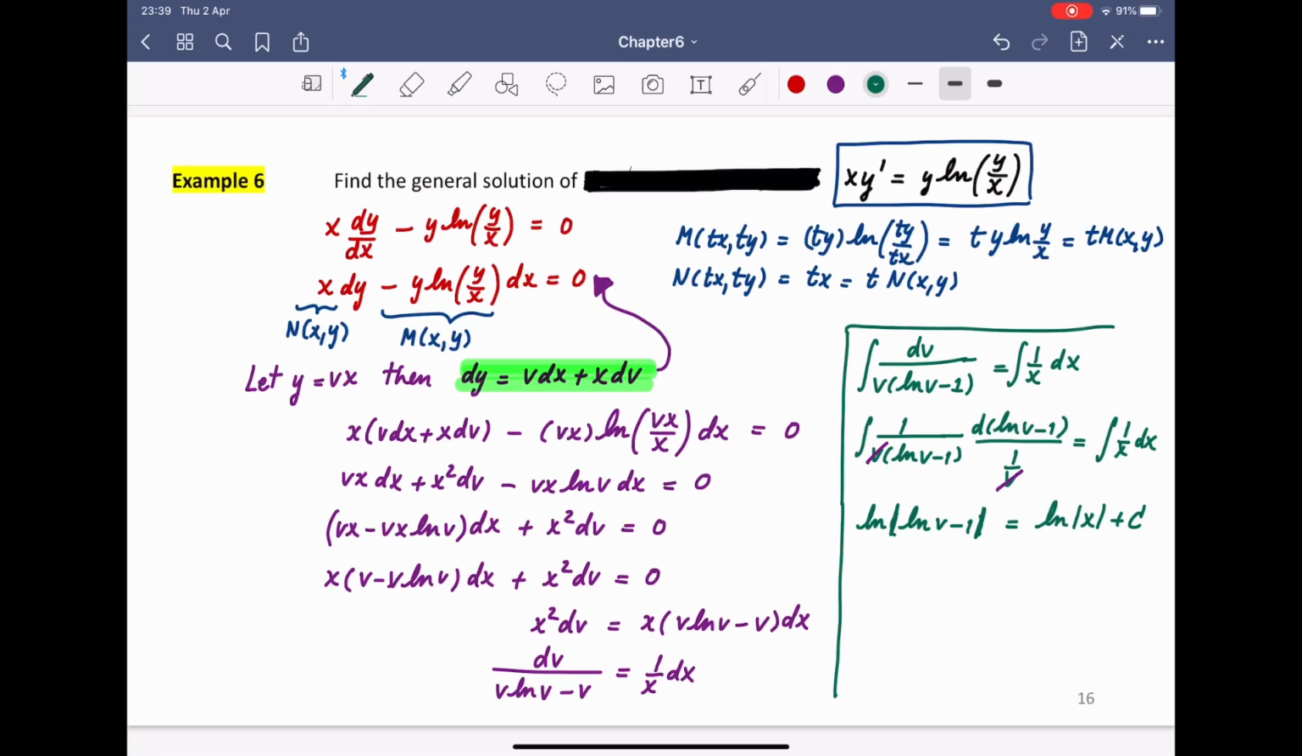Alright, and that thing is your general solution. So log absolute value of log y over x minus 1 equal to log absolute value of x plus c. This is your general solution, and that is the answer for this question.